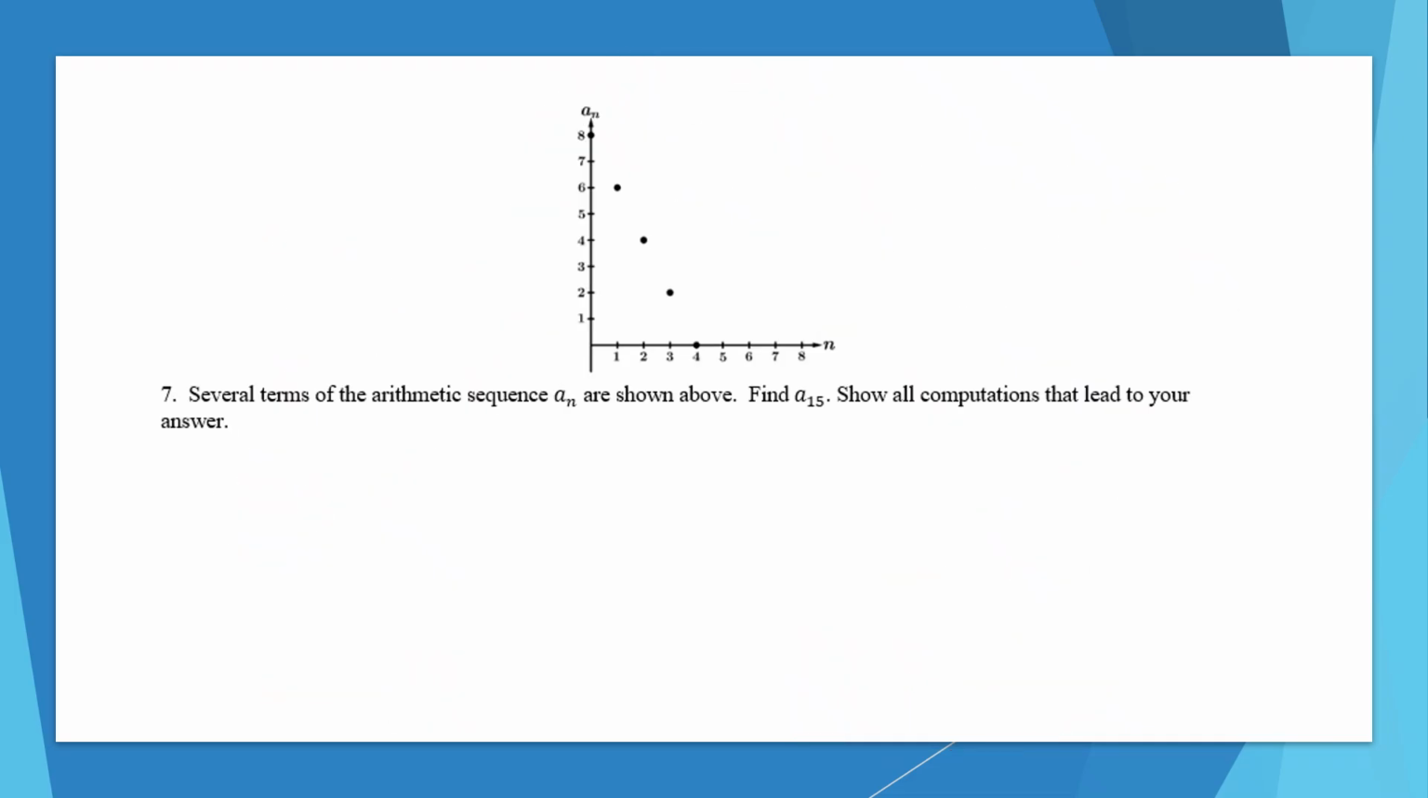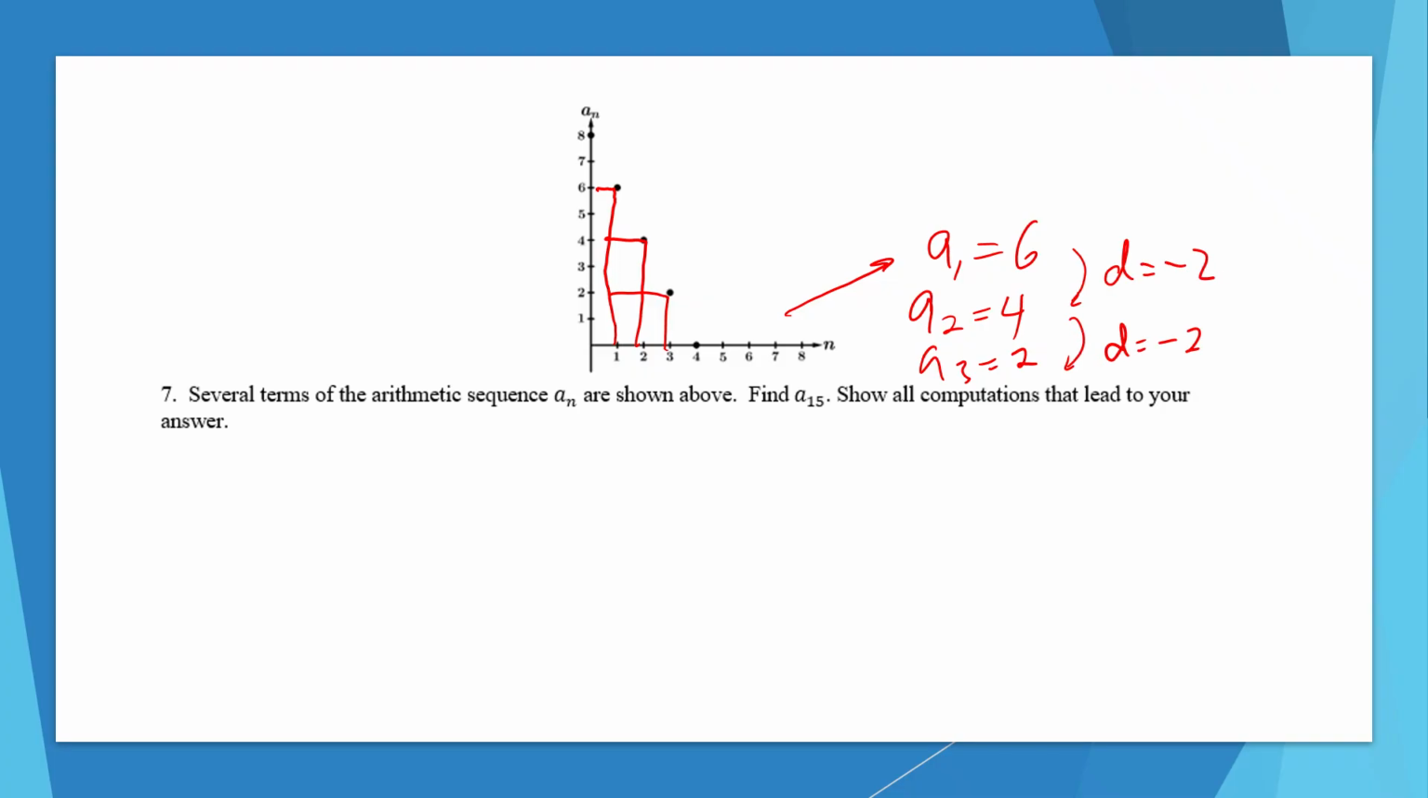All right, number 7, several terms of the arithmetic sequence a of n are shown above. Find a of 15, show all computations that lead to your answer. So here what we can pull from the sequence is a of 1 should be equal to 6. Our first term is going to be 6, our second term should be 4, and our third term should be 2. So a of 2 equals 4, a of 3 equals 2. And so from this, sure, we have one term, but we can also find our common difference, which should be minus 2 in this case, because it's going down.